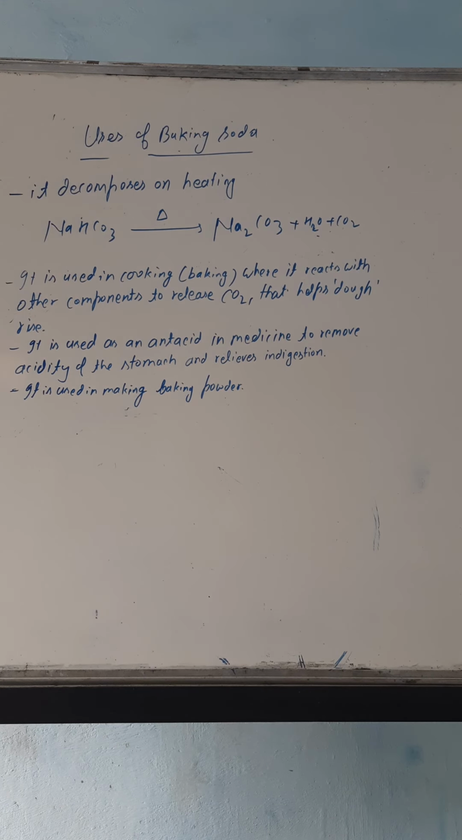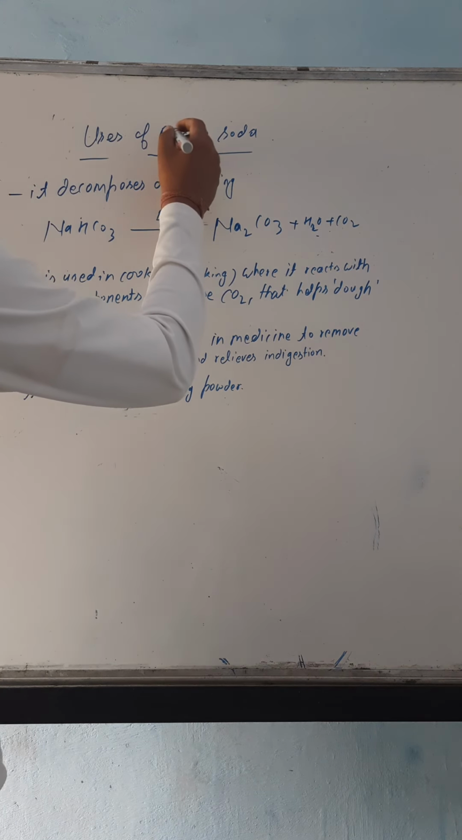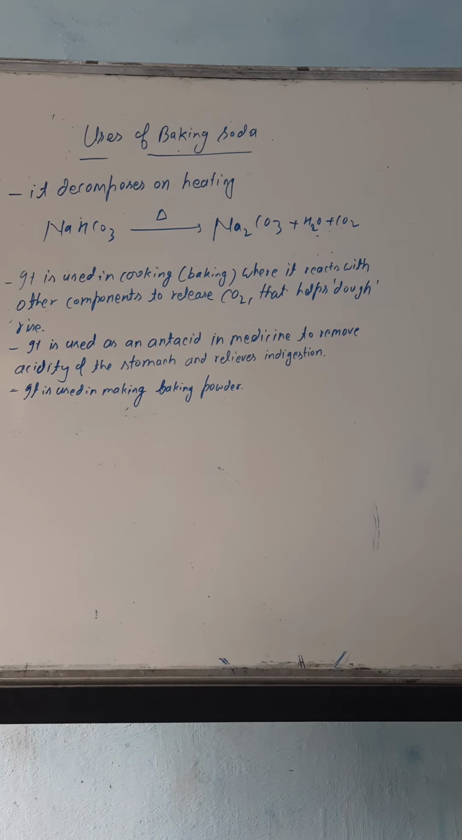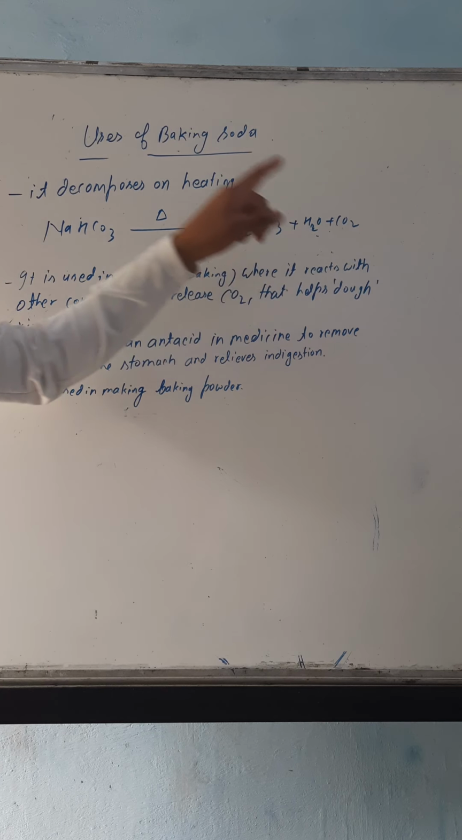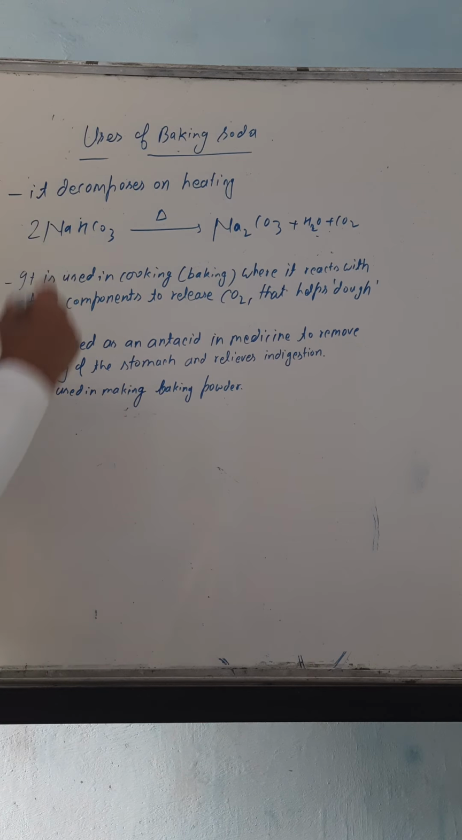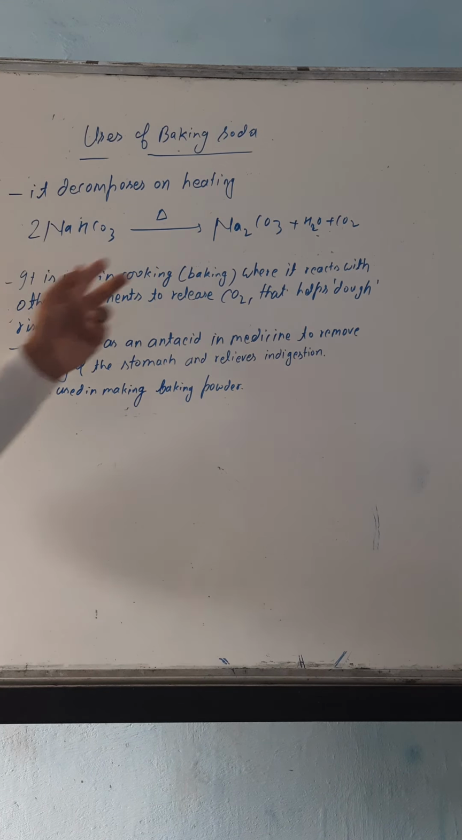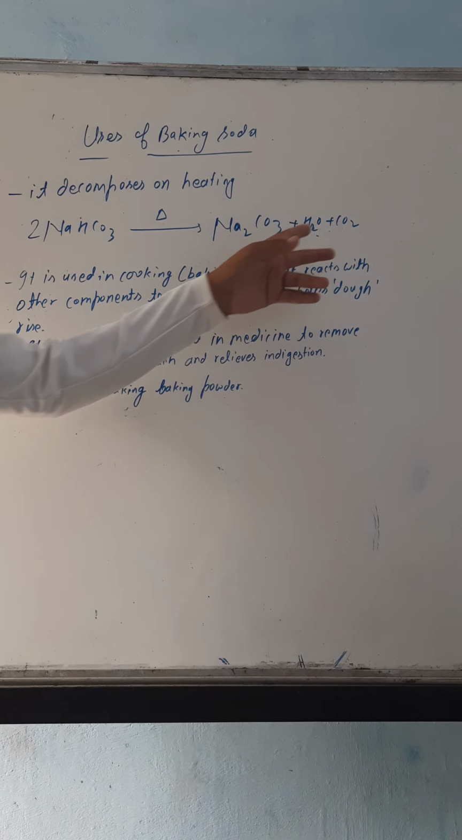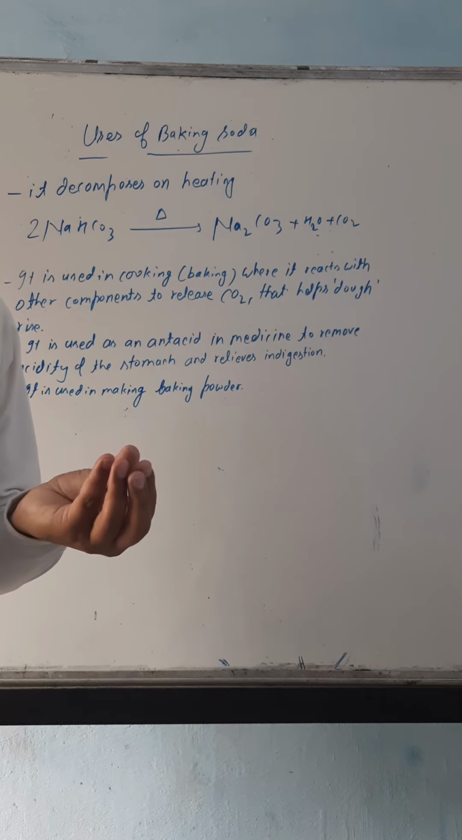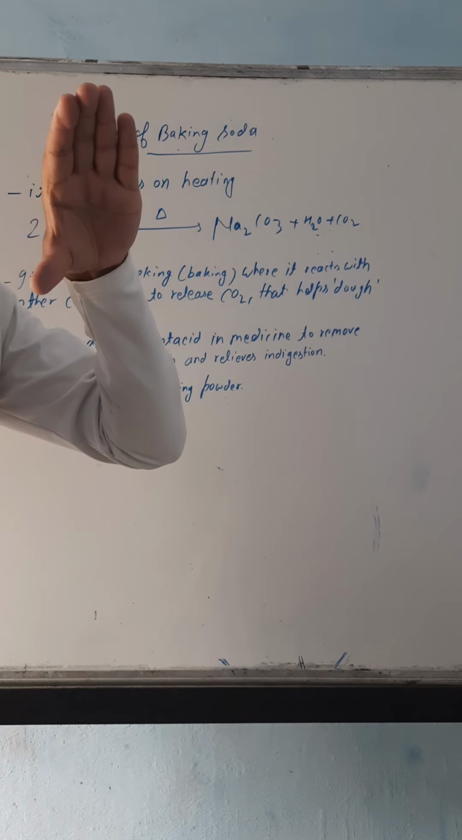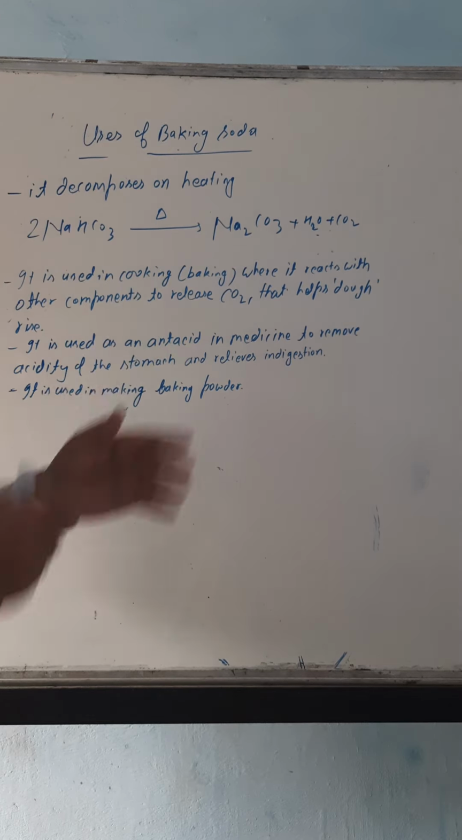Now, if you see the usage of baking soda, the first one: when you are heating this baking soda, what happens? It releases carbon dioxide gas. Due to this, the surface becomes duff and it rises. That is why we use it in the baking industry.